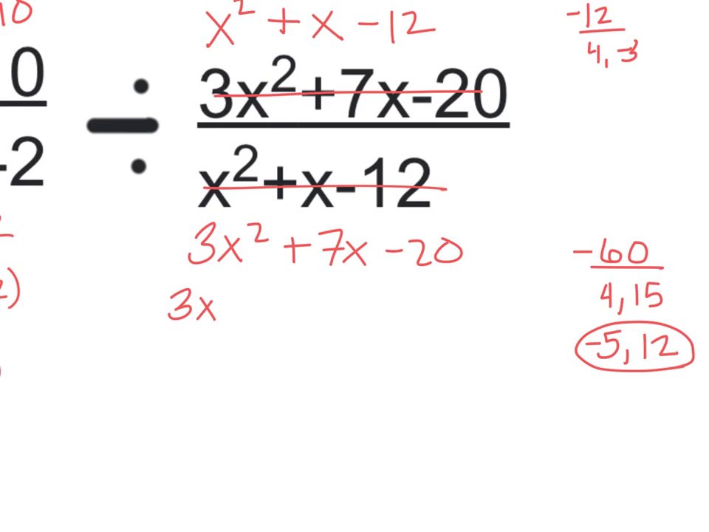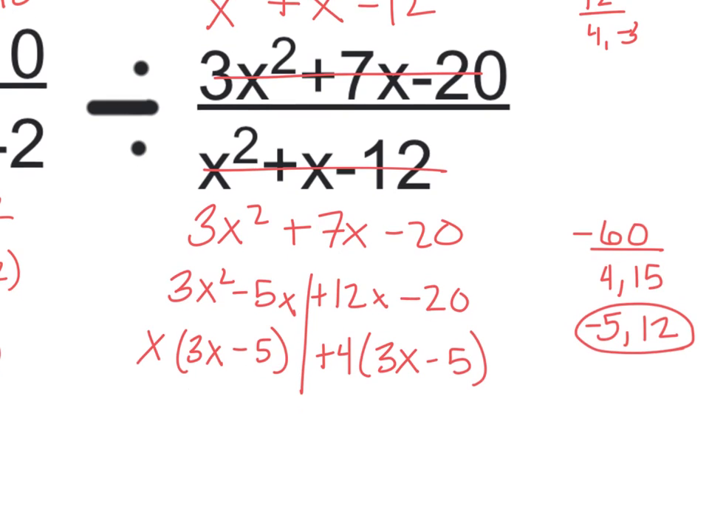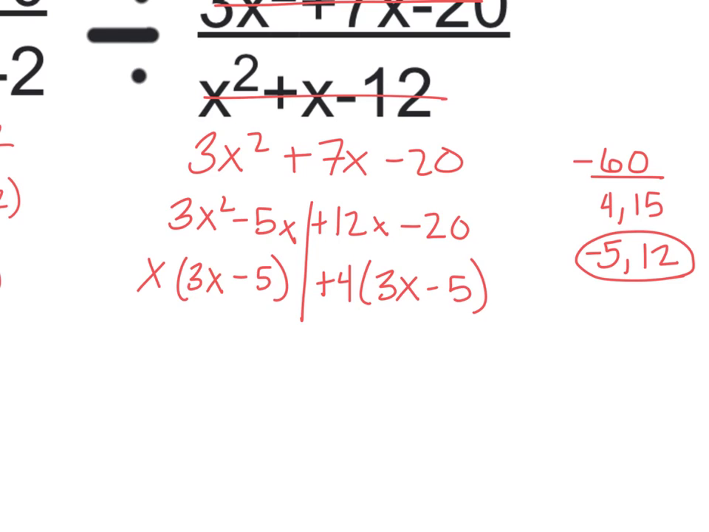So now I write 3x squared minus 5x plus 12x minus 20. Take out an x. Split it down the middle. 3x minus 5, take out a 4, and I get 3x minus 5. So my answer is 3x minus 5, x plus 4.